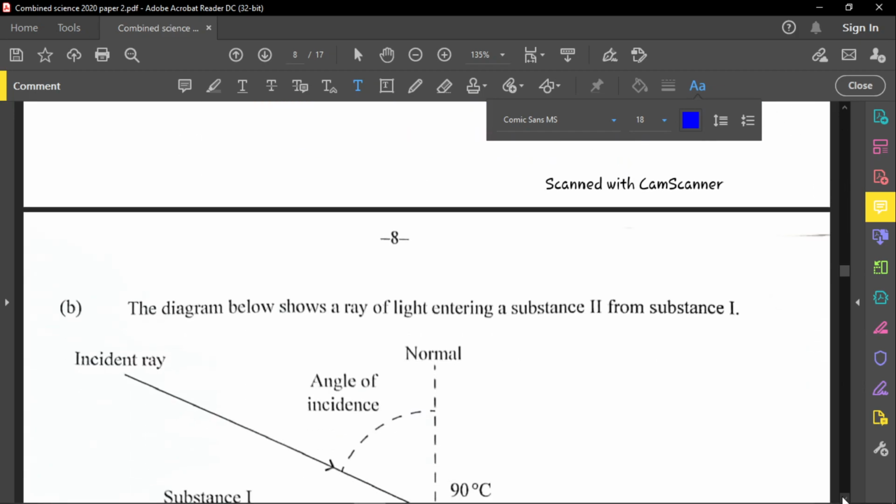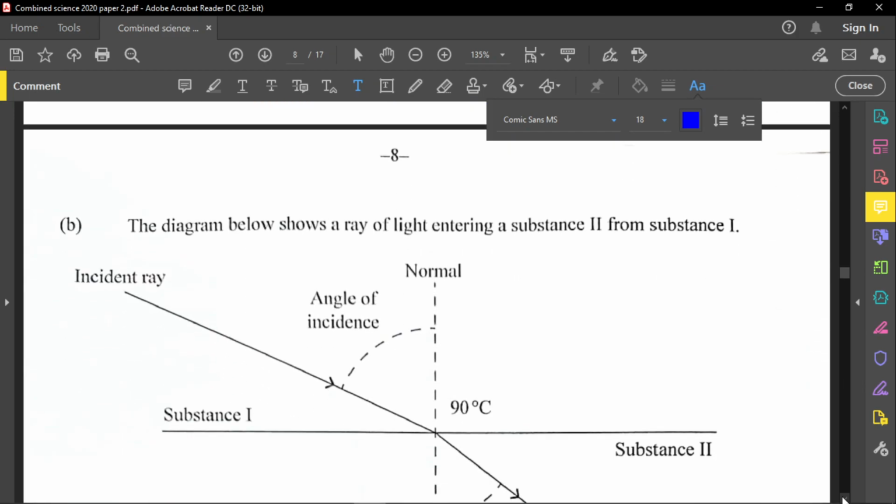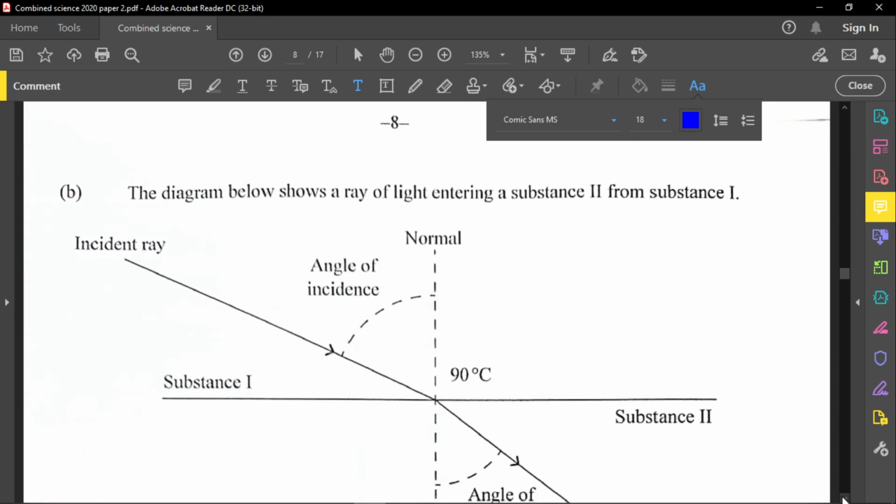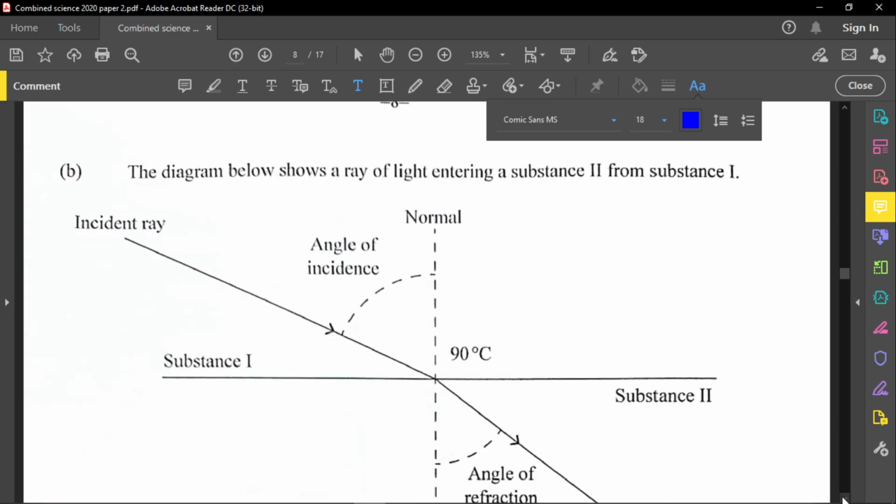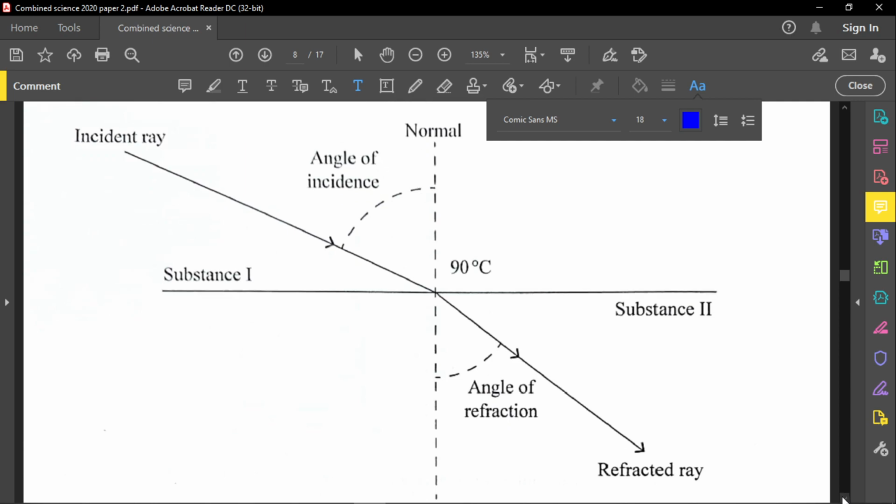This part said that the diagram below shows a ray of light entering substance 2 from substance 1. So we have substance 1 on top, substance 2 at the bottom. Here we have an angle of incidence, here we have an angle of refraction. Let's go down to the question and see what is happening here, and then we go back to the diagram if we need to.